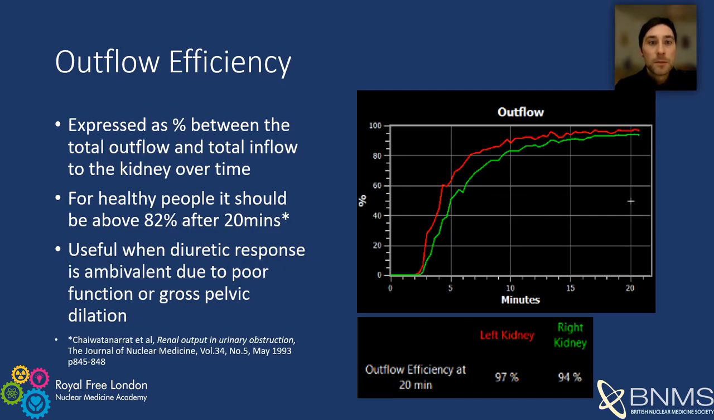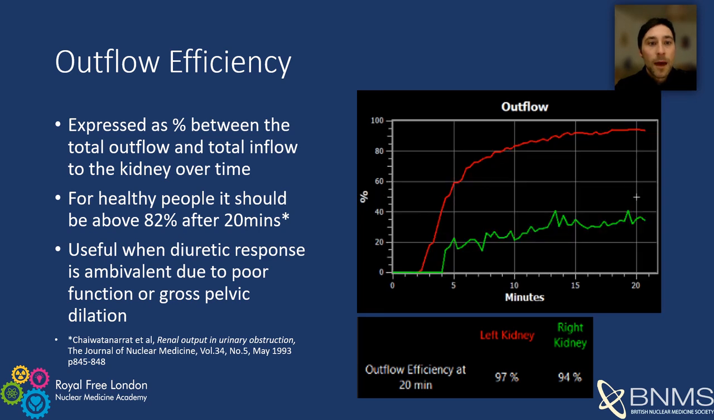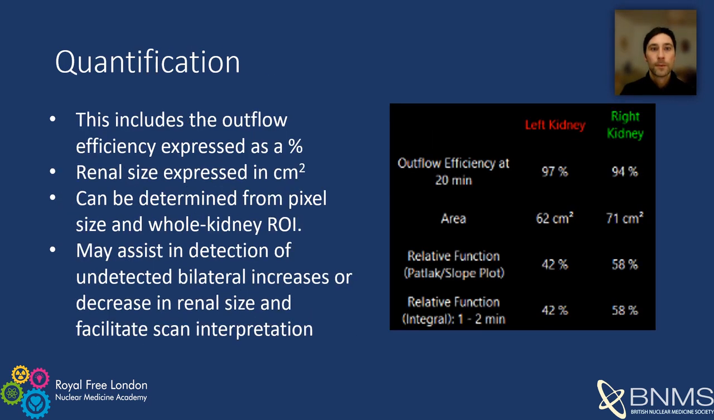Outflow efficiency is expressed as the percentage between the total outflow and total inflow into the kidney over time. For healthy people, it should be above 82% after 20 minutes, meaning 82% of activity flowing into the kidney should have flowed out. This can be useful for quantifying renal clearance in possible obstruction. As can be seen in this graph, there is a reduced outflow in one of the kidneys due to obstruction. The quantification results are displayed, including the outflow efficiency expressed as a percentage.